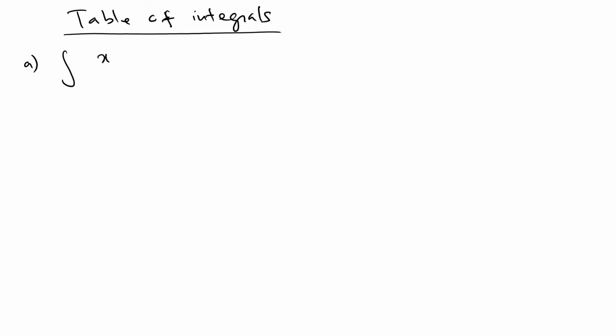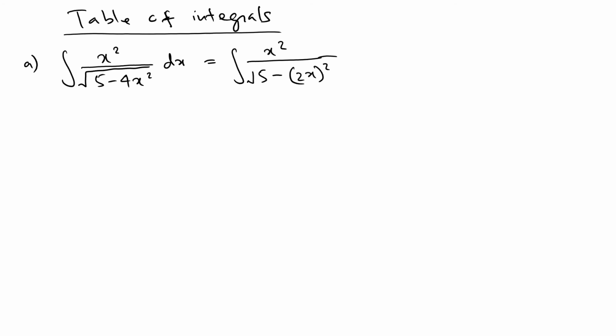Let's say we have the integral of x squared divided by the square root of 5 minus 4x squared, dx. First you can see that you can rewrite this problem like this: x squared over the square root of 5 minus 2x squared. You can write this as 2x squared just to bring it to one of the forms. Now we can use a kind of obvious substitution. Let's see what kind of formulas you can find.